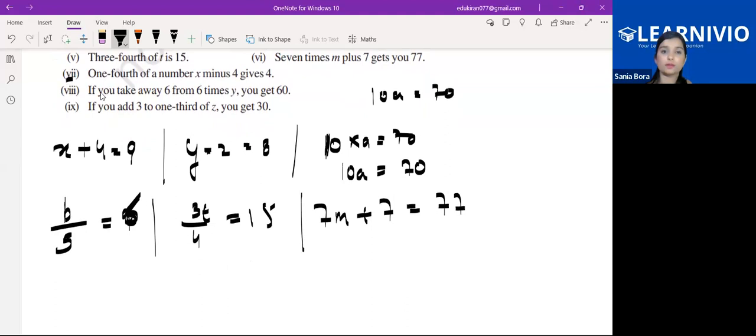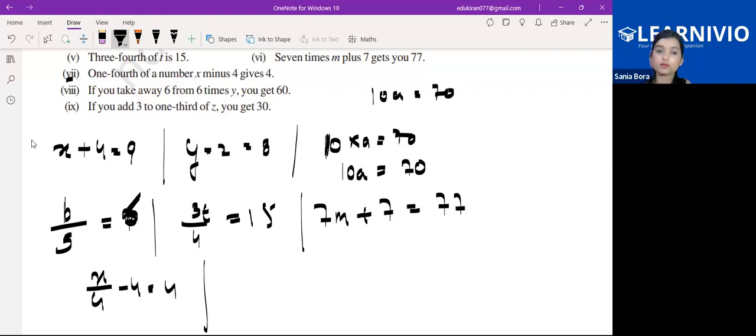Seventh one. Ma'am, I wrote x by 4 minus 4 equals. Yes, 1/4 of this, so x upon 4 minus 4 equals 4. Everybody? Okay. Now the eighth one. Isra, do you want to try? Yes, ma'am.